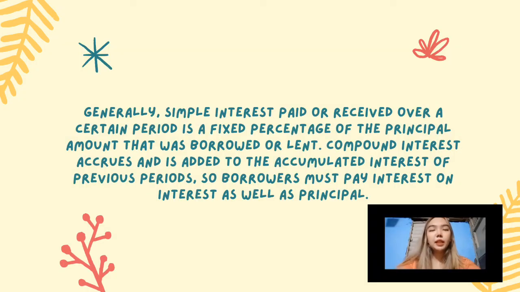Second key point, generally, simple interest paid or received over a certain period is a fixed percentage of the principal amount that was borrowed or lent. Compound interest accrues and is added to the accumulated interest of previous periods. So, borrowers must pay interest on interest as well as principal.